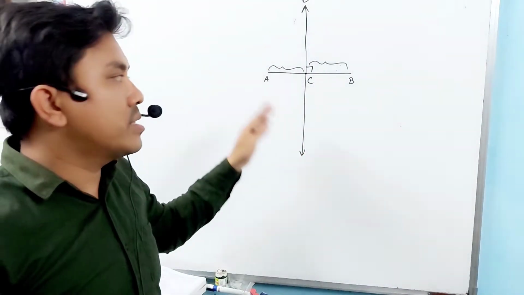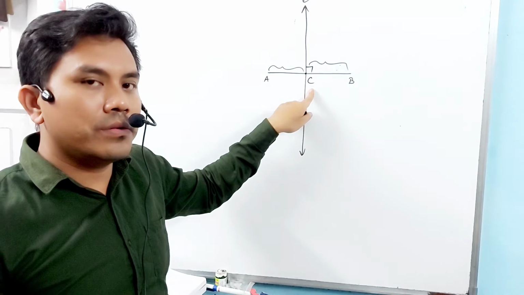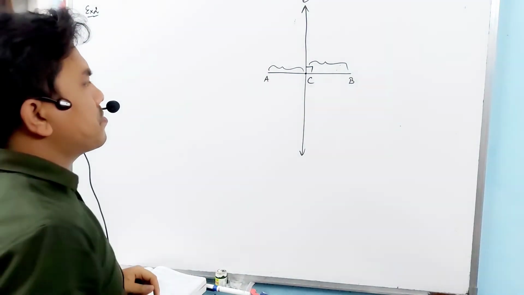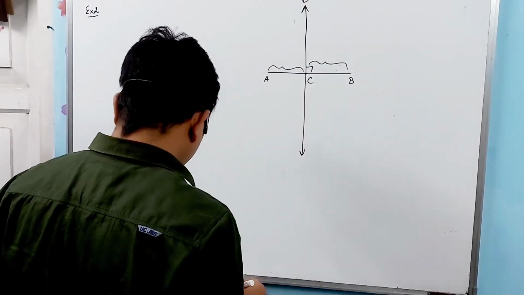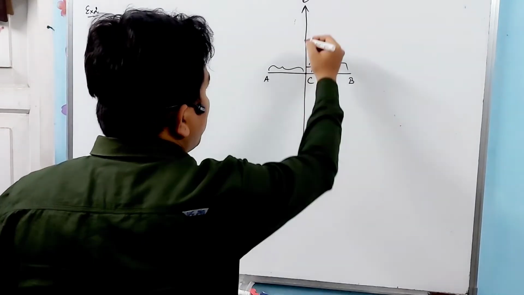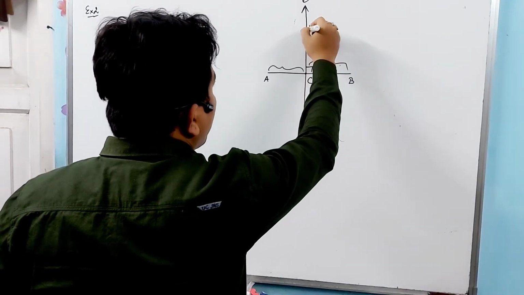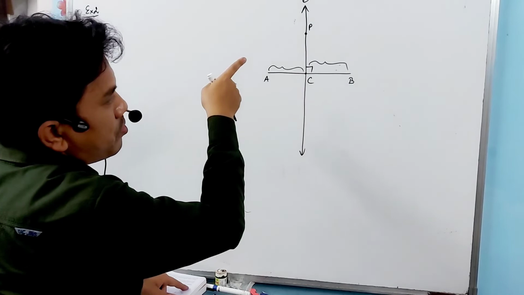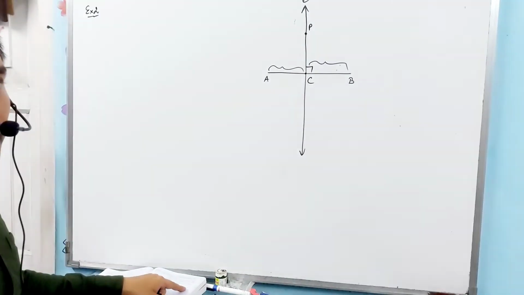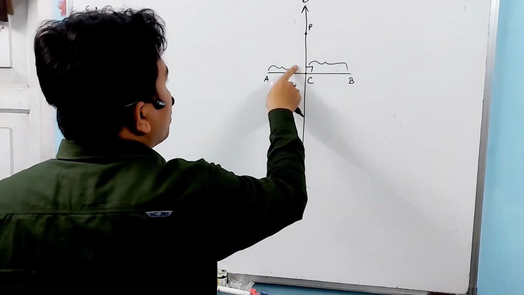Line L bisects AB at point C. Okay, and now another point P. There is a point P on line L. Can you see there is a point P on line L? Done. Now we have to prove that.